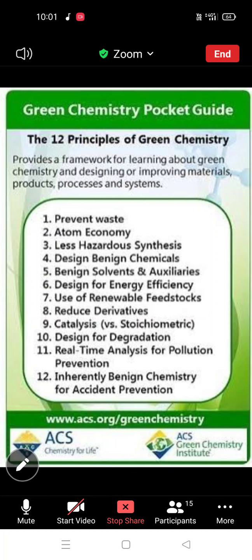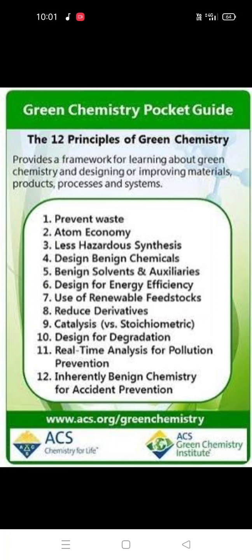Prevent wastage, so there is no loss of byproducts, and at the same time atom economy, the reaction should have atom economy. So 100% of the atoms are involved, and you get 100% of the molecules as product. And less hazardous chemical syntheses, so no harmful chemicals are released in these reactions. Also design benign chemicals, so we take initial stage chemicals, not intermediate stages. We are using chemicals at initial stages.